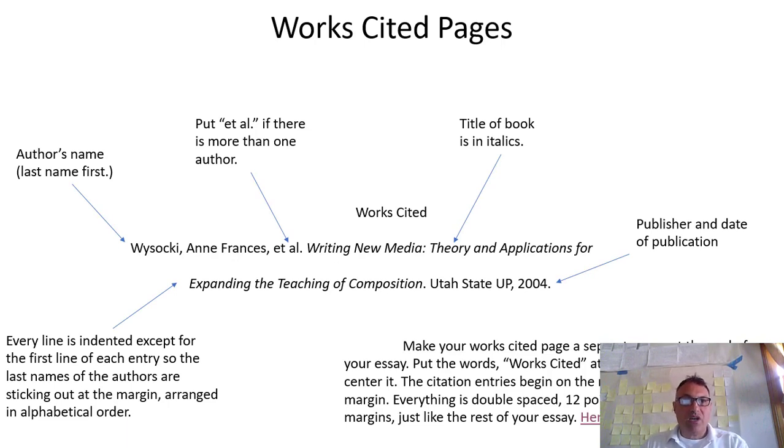You put the words works cited at the top, and then you put the entries underneath that, arranged in alphabetical order according to the last names of the authors that are sticking out at the margin. I hope you understand now why every line is indented except for the first line of each entry. It's so that you can see the last names of the authors sticking out in alphabetical order. It makes it easy to reference.